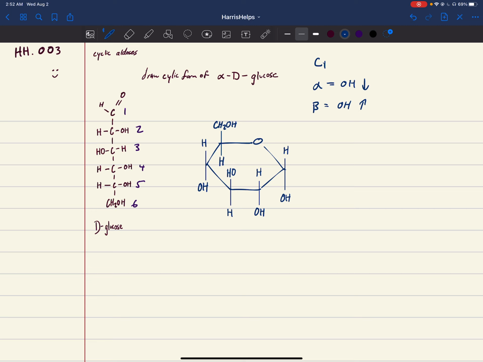In case you guys were wondering, a few things. If you ever hear about the anomeric carbon, like where the anomeric carbon is, it's going to be on carbon 1, and it's going to be the opposite side of where the OH is. So since the OH is here, the anomeric carbon is going to be right here.